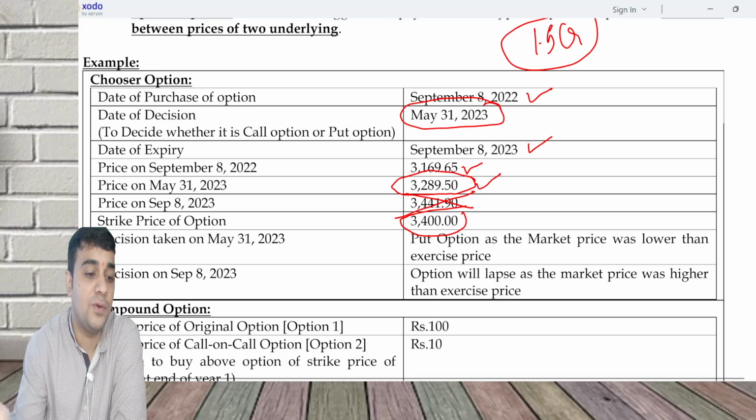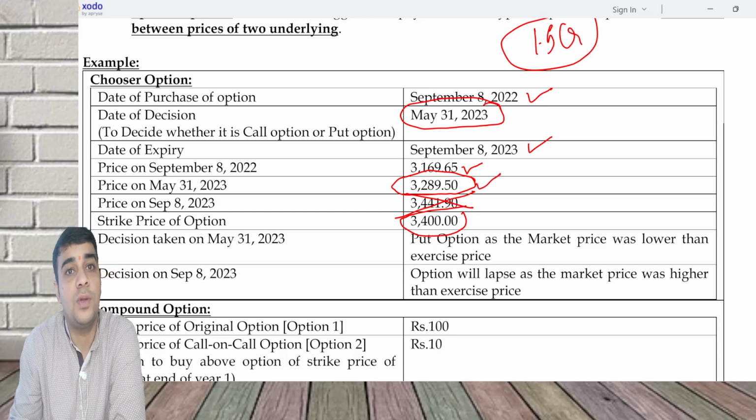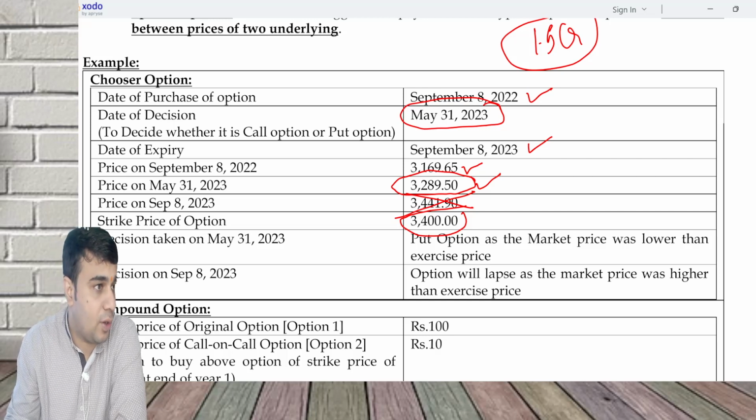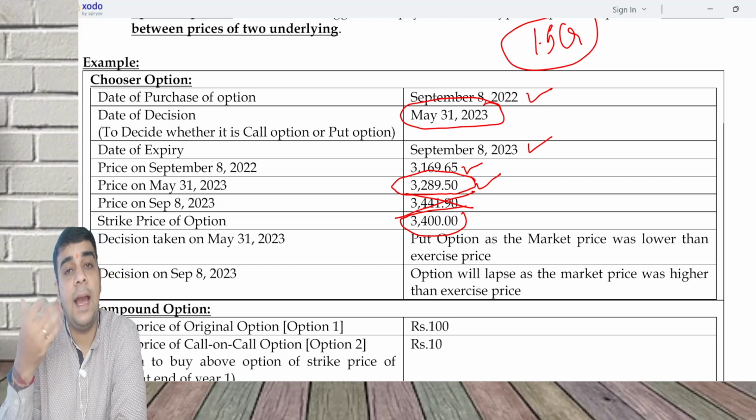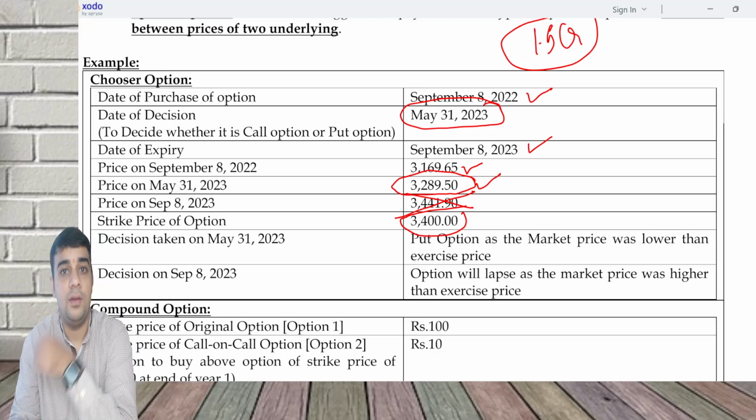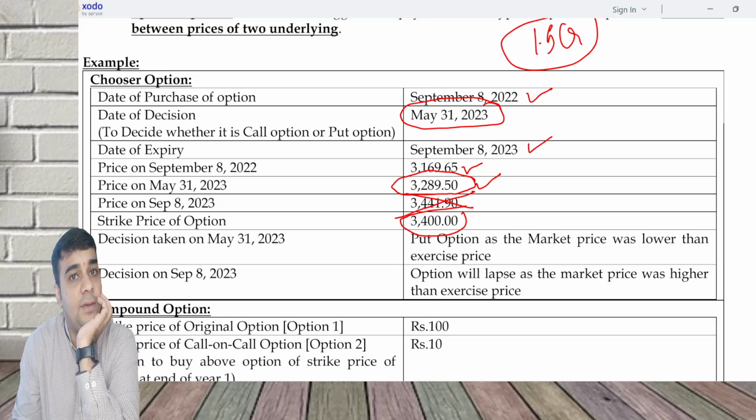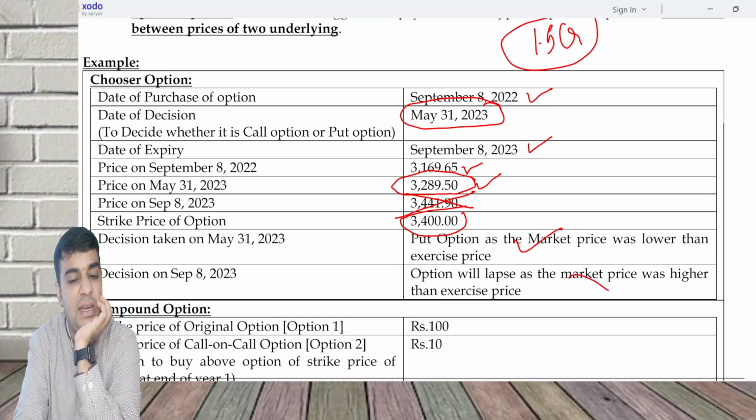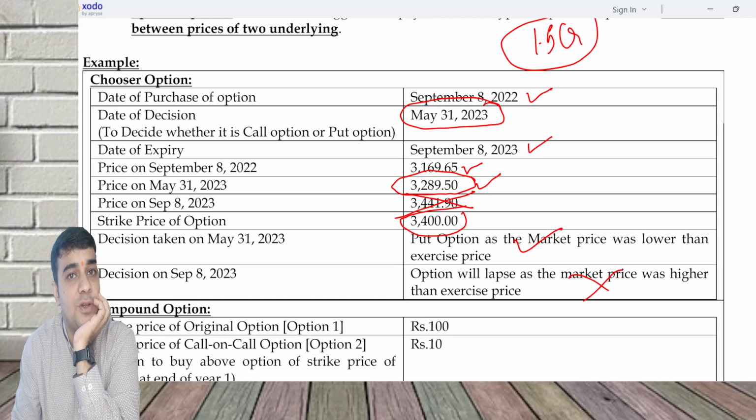On this day, you will have to decide whether you want to take this as a call option or a put option. Whatever decision you take on that day, ultimately you will be able to tell whether you're exercising it or not. Tell me what decision you will take on May 31, 2023. Call option or put option on May 31, 2023. Put option. So I took this decision. Ultimately, it got lapsed, because the price went up in the market.